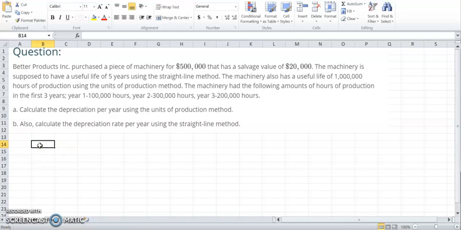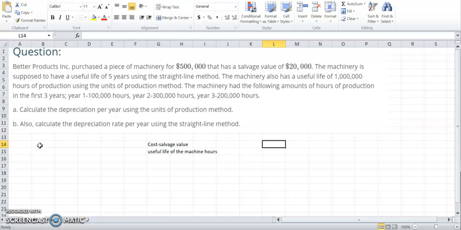Okay, so let's see how we're going to calculate this. Calculate depreciation per year using the units of production method. First we got to know what the units of production method formula is. The formula is going to be the cost minus the salvage value, and that is going to be divided by the useful life of the machine hours.